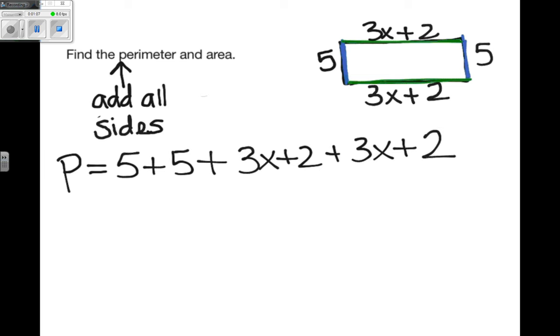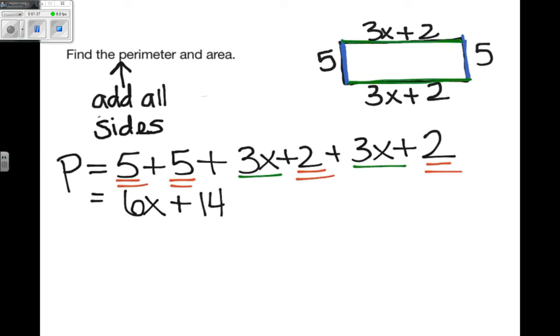Now that we have this long expression, we can simplify by combining our like terms. We've got some x terms that can go together. So 3x and 3x gives us 6x. And we have some numbers that can be combined together. We've got 5, 5, 2, and 2. So 5 and 5 is 10, plus 2 is 12, and another 2 is 14. So the expression that represents the perimeter of this rectangle is 6x plus 14.